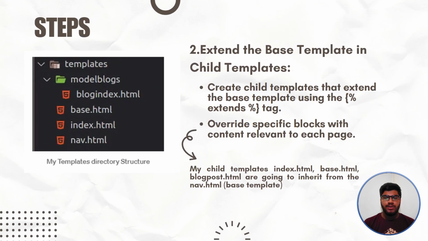The second step is to extend the base template in the child template. Create the child template that extends the base template using the extends tag. Override the specific block with the content relevant to each page. In our case, the child templates, index.html, base.html, and blog index.html, are going to inherit from navigation.html, where navigation.html is the base template.